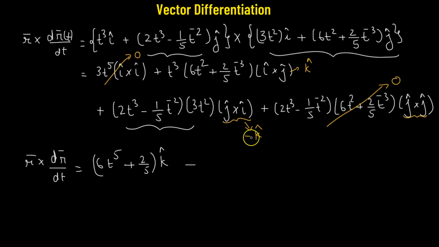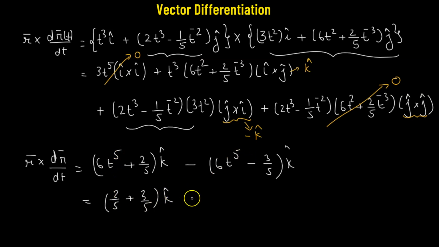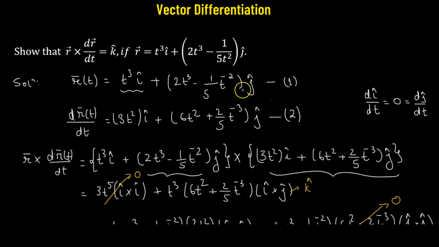So this negative comes from negative k cap. So we have 3t squared times 2, so that will be 6t raised to the power of 5 minus 3 over 5 k cap. Now that means we finally get 2/5 minus, minus of minus, plus 3/5, because the 6t raised to the power of 5 terms get cancelled, multiplied to k cap. So that's 1. So we have k cap.